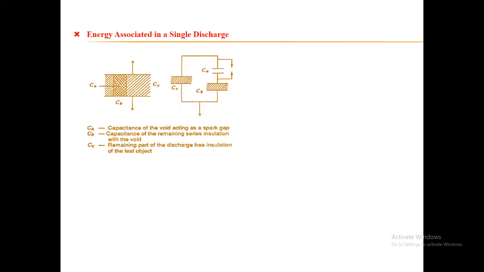So let us assume its equivalent circuit, where you find three capacitances. One is the capacitance due to the cavity, which is denoted by CA, which you can see as I am moving the laser pointer. CB is the equivalent capacitance of the healthy portion of insulation which comes in series with this capacitor, and CC is the parallel combination of the capacitances observed on the two sides of the cavity capacitor.